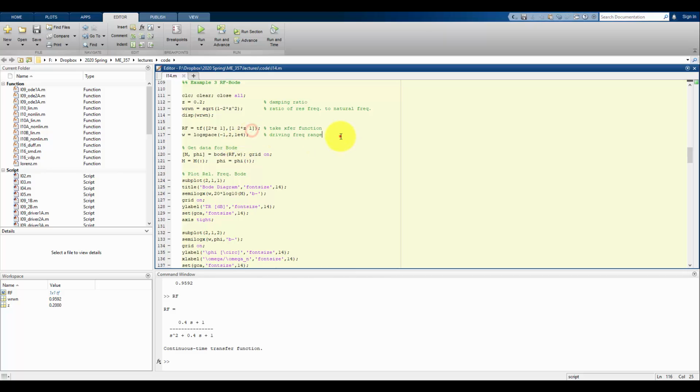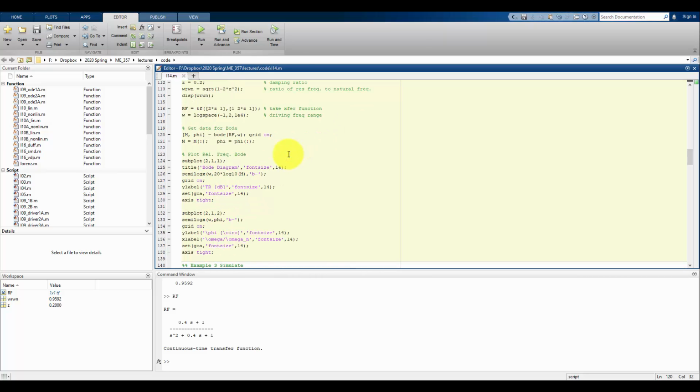And just for display purposes, I am going to start with omega values from 10 to the negative 1 to 10 squared, or 100. So I'm using a log space here to do it. We'll see how that's reflected in the Bode diagram. And I'm doing this in a little bit more customized way like I did in the previous example. So on line 120, I'm using Bode to get out the magnitude values and the phase values. And then I'm going to plot them myself.